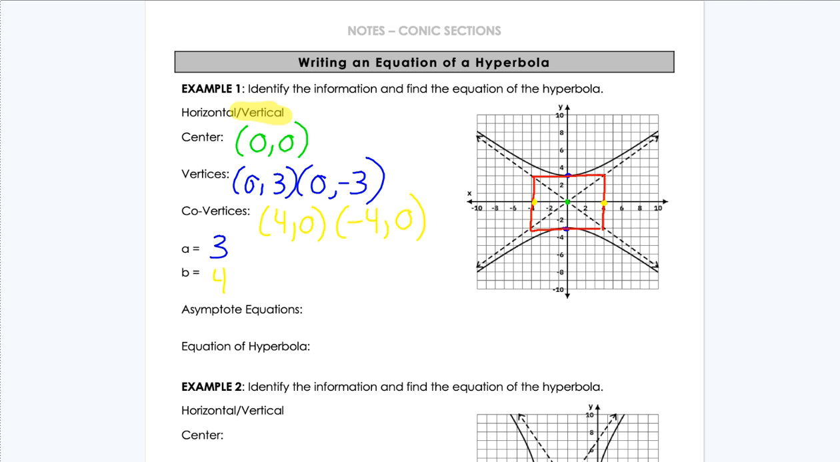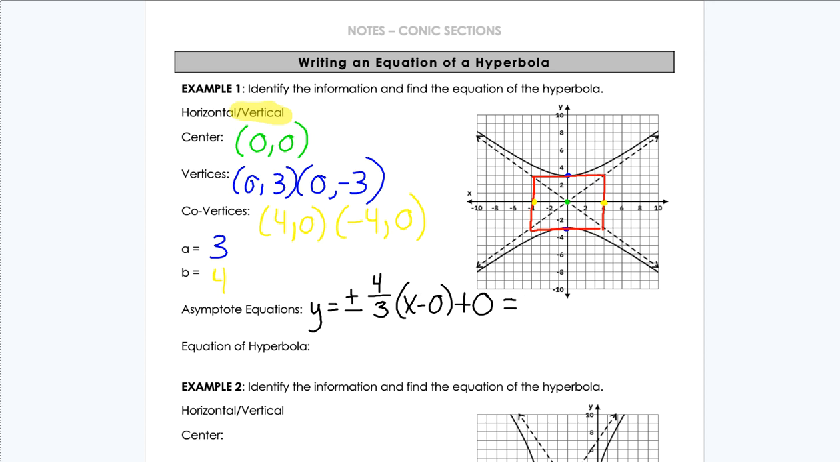All right, and then we can write our two equations that we know. So my asymptote equation for this one, since it is vertically oriented, remember that means that it is y equals plus or minus b over a, so in our case 4/3, times the quantity x minus the h, which is the x of the center, plus k, which is the y of the center. So it would look like that.